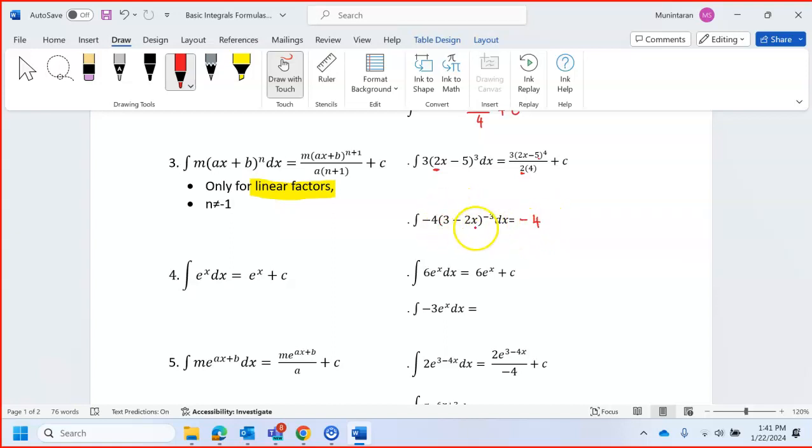Here, you'll get -4. Is this a linear factor? Yes, it is a linear factor. 3 minus 2, power -2, divided by the coefficient of your x and the power of -2 plus your c. Your answer must be in simplest form. I will not simplify here because our aim is just to practice the integration.